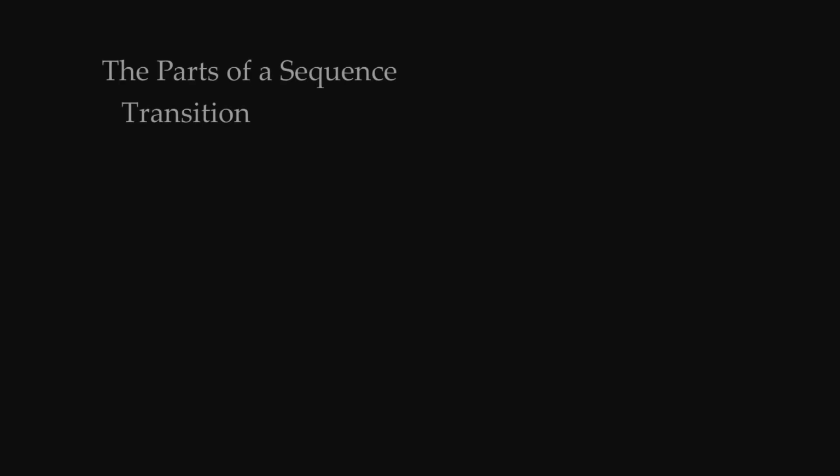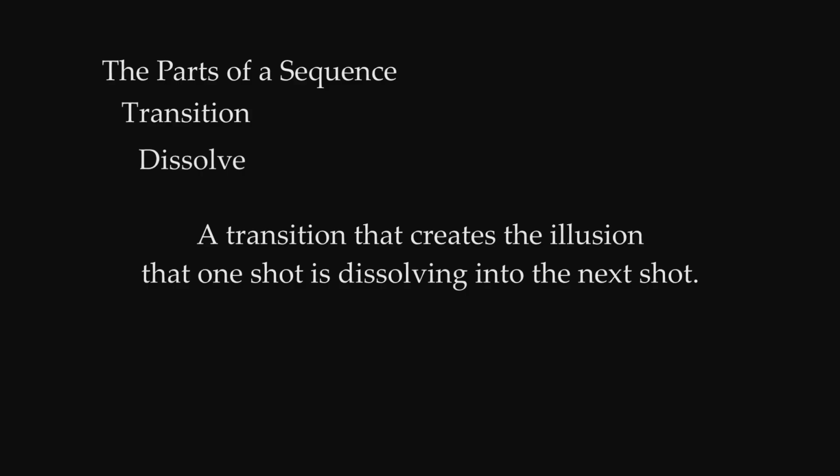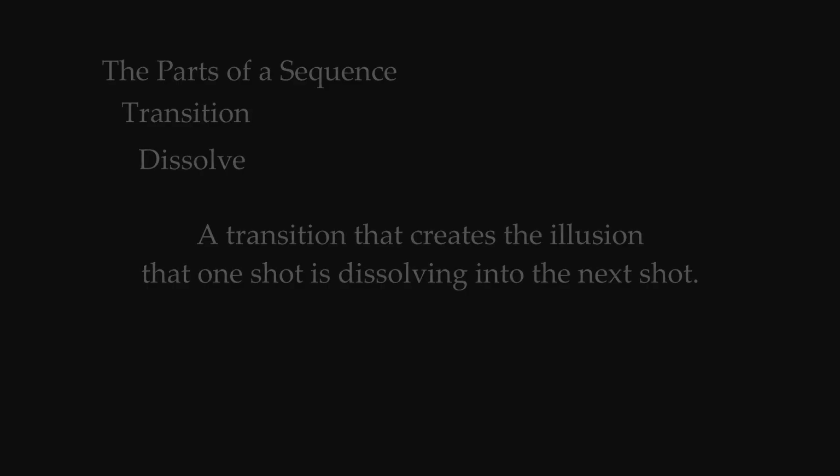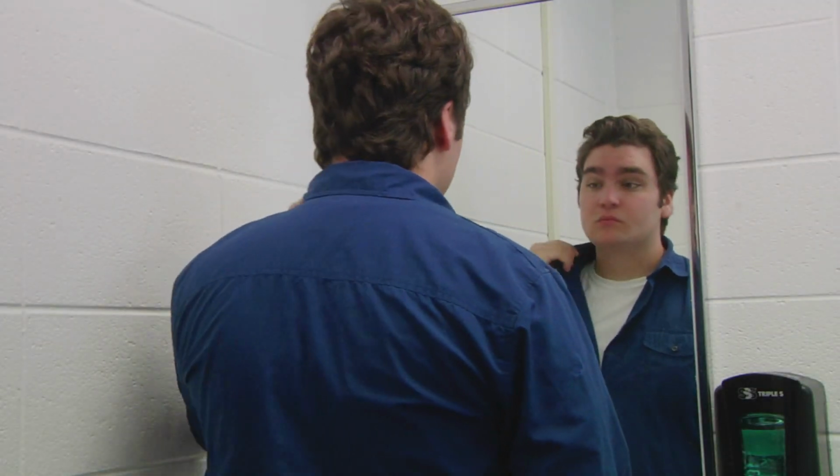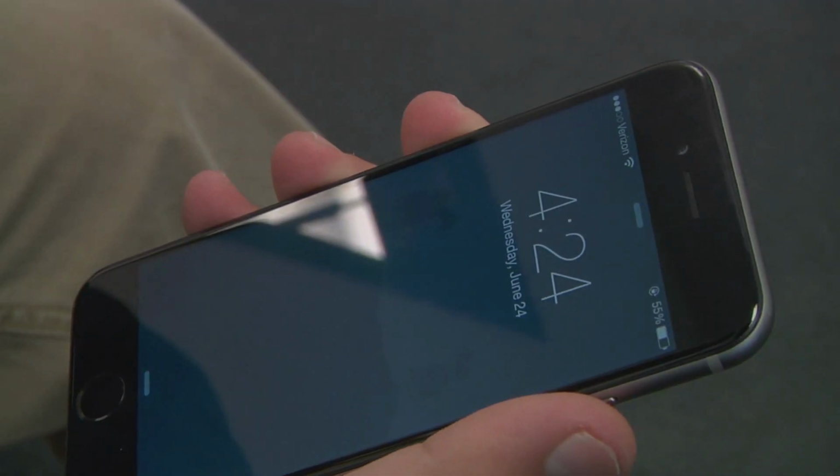Two other common transitions are dissolves and fades. The dissolve is a transition that creates the illusion that one shot is dissolving into another. This transition is most often used to cue the audience that there has been a passage of time. A sequence followed by a dissolve into a different sequence suggests that there has been a passage of time between the dissolves.